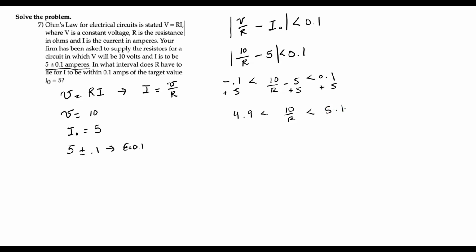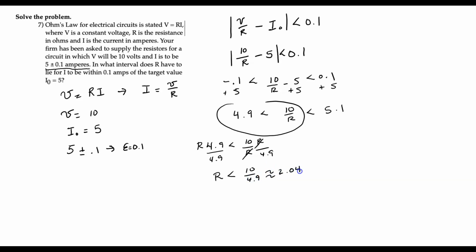Now what I'm going to do is look at each of these independently. I'm going to look at first this part of the inequality and try to solve for R. So, 4.9 less than 10 divided by R. I'm going to multiply both sides by R to get rid of that, and then I'm going to divide both sides by 4.9. So my resistance for sure has to be less than 10 divided by 4.9, which is about 2.04.